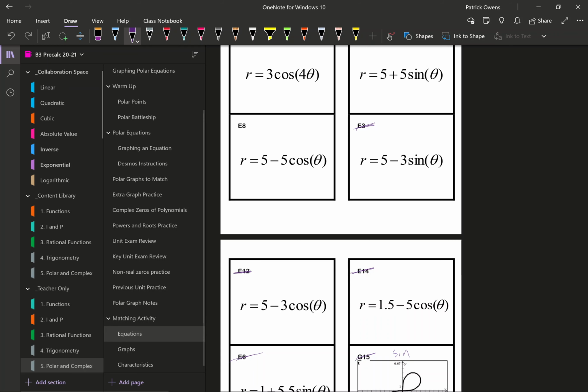Same idea. We have 5 minus 3 cosine theta, so it's symmetric about the x-axis. It's to the left of the y-axis because the 3 is negative, and it has that dent because A is greater. So G11 goes with E12. And then our characteristics is this C3 because there's no inner loop.